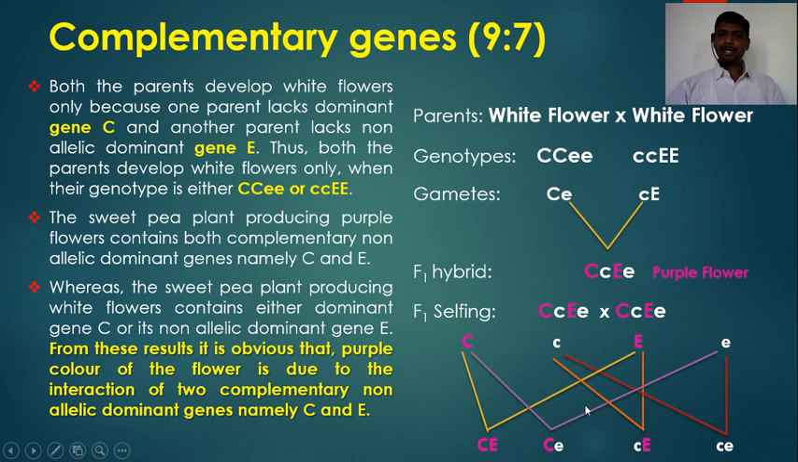So capital C may get associated with the capital E to produce a gamete, capital C E. This capital C may get associated with a small e, it produces the gamete, capital C small e. The other one, small c, may associate with the capital E to produce the gamete, small c capital E. Again, this small c may associate with the small e to produce a gamete having small c and small e. Okay, so these are the gametes produced by the selfing of the F1 progeny.